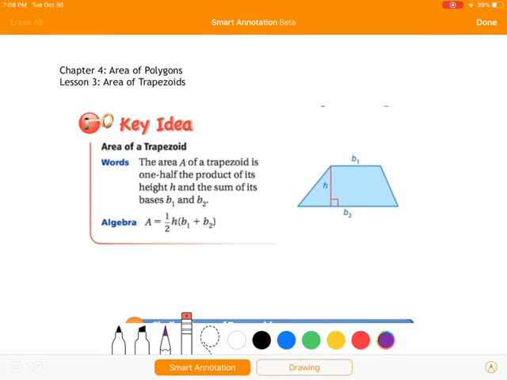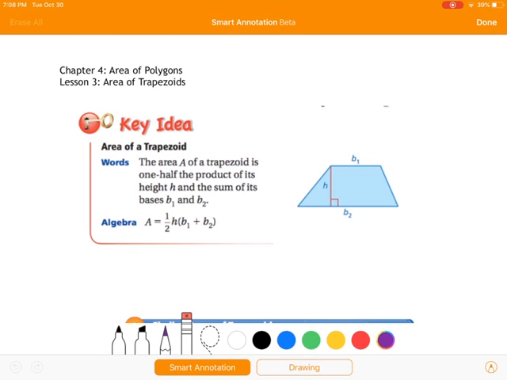Okay, so hi guys. Congratulations on finishing your quiz. I'm so proud of you guys. You worked really hard on this first part of chapter 4, area of polygons, and I'm sure that you guys did really great on the quiz. Thank you for working so hard.